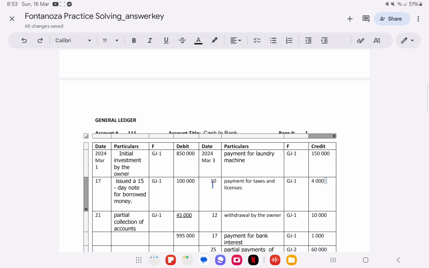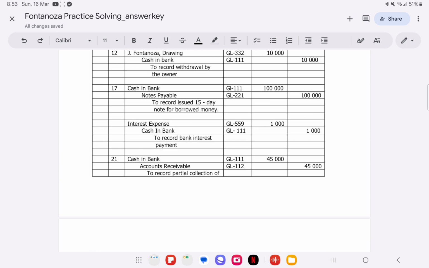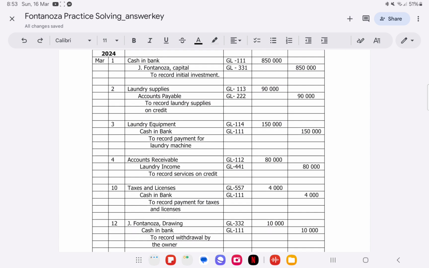So have you observed there's no more month indicated here, only the date, so that we are not redundant, we don't repeat. So only the date, and it should be systematic. It should be in order, not March 30 first before March 3. It should be in order.